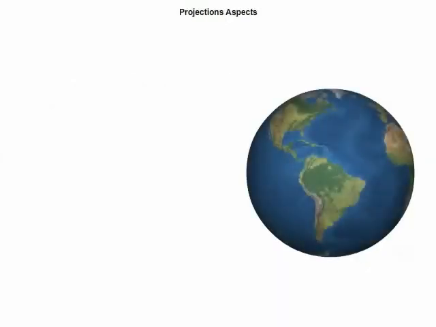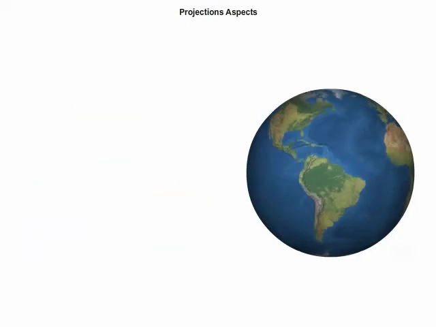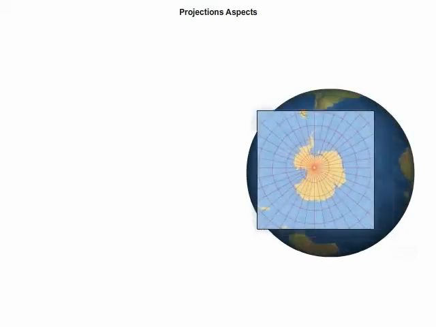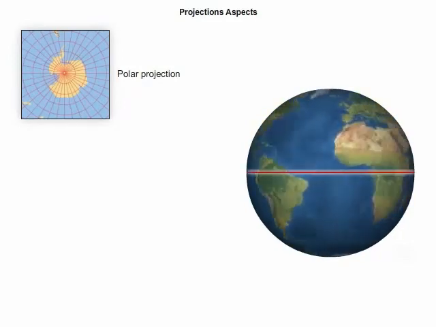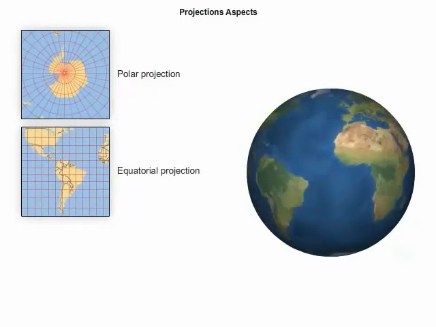The aspect of a map projection is defined as the location of the projection center. The choice of map projection aspect depends largely on the geographic location and orientation of the area mapped. It is optimal when the projection center coincides with the center of the area. Three common aspects of a map projection include polar, equatorial, and oblique.